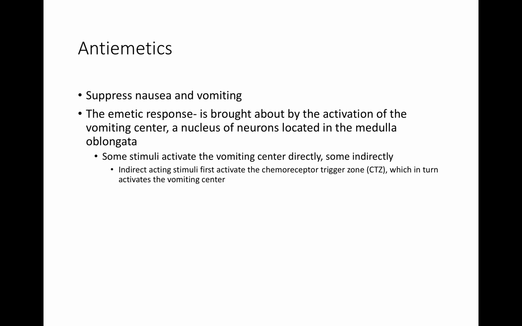Okay, I think that's enough about laxatives. Let's talk about our antiemetics. These are medications to keep us from vomiting, to suppress nausea and vomiting. The emetic response is brought about by the activation of the vomiting center in the brain. It's a nucleus of neurons located in the medulla oblongata. Some stimuli activate the vomiting center directly, some indirectly. Indirect acting stimuli first activate what we call the CTZ, or the chemoreceptor trigger zone, which in turn activates the vomiting center.